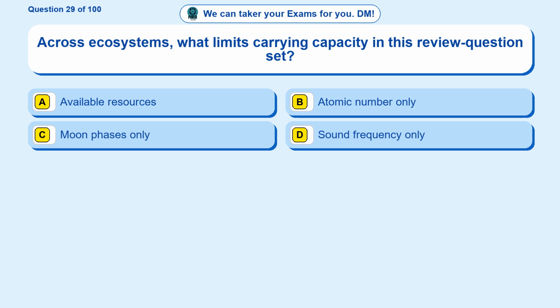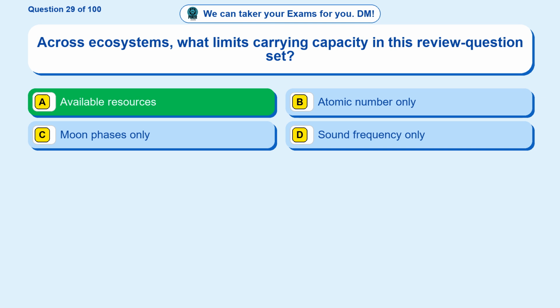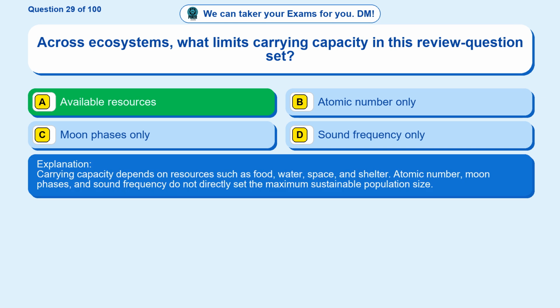Question 29. Across ecosystems, what limits carrying capacity in this review question set? Option A, available resources. Option B, atomic number only. Option C, moon phases only. Option D, sound frequency only. The correct answer is option A, available resources. Carrying capacity depends on resources such as food, water, space, and shelter. Atomic number, moon phases, and sound frequency do not directly set the maximum sustainable population size.